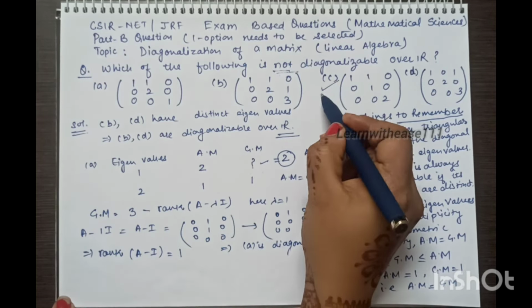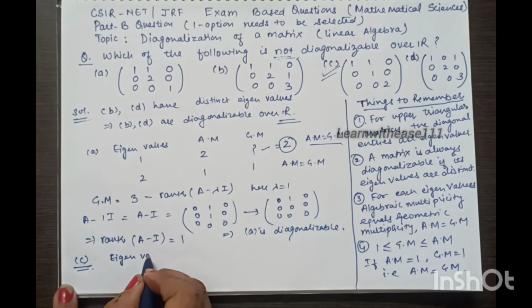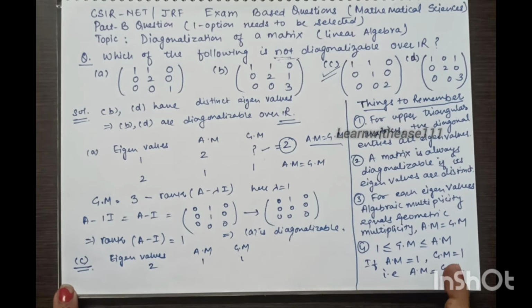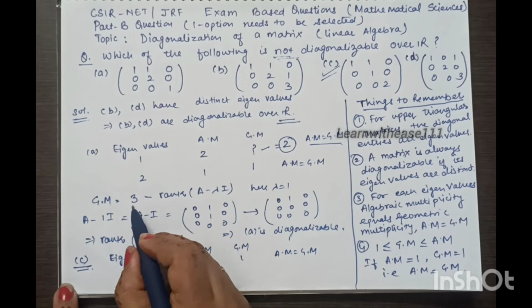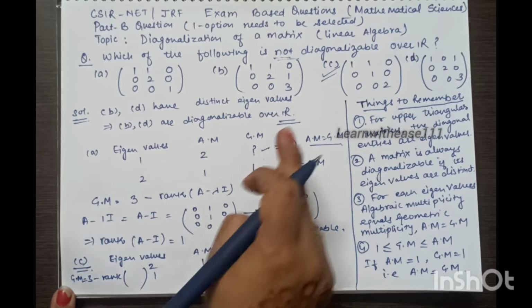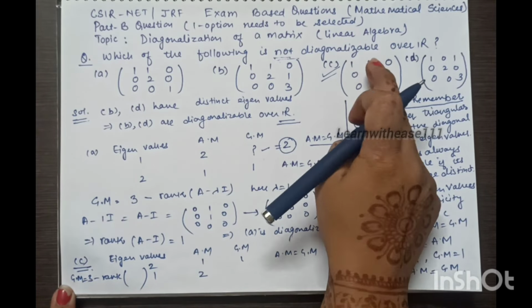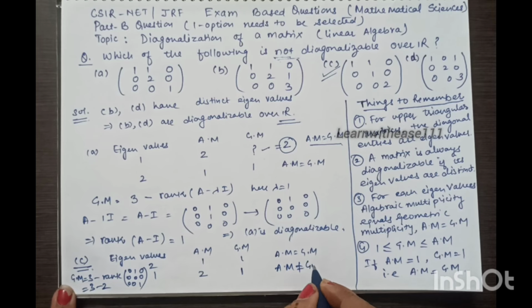So by this I can clearly say C is the matrix which is not diagonalizable, but still for confirmation we are checking. Eigenvalues are 1 and 2. 2 is repeating once, so in that case GM will also be 1. And for eigenvalue 1, AM is 2. For GM, 3 minus rank of A minus 1I, we need to find the A minus 1I matrix. So in this case you can see the rank is 2. So 3 minus 2 is 1. So in this case GM is 1. AM is not equal to GM, that is why C is not diagonalizable.